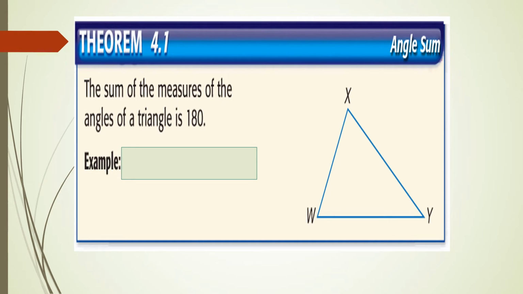Theorem 4.1 is the angle sum theorem. The sum of the measures of the angles of a triangle is 180. So in this picture, we can say measure of angle W plus measure of angle X plus measure of angle Y equals 180. This applies to all triangles. All the angles of a triangle add up to equal 180.